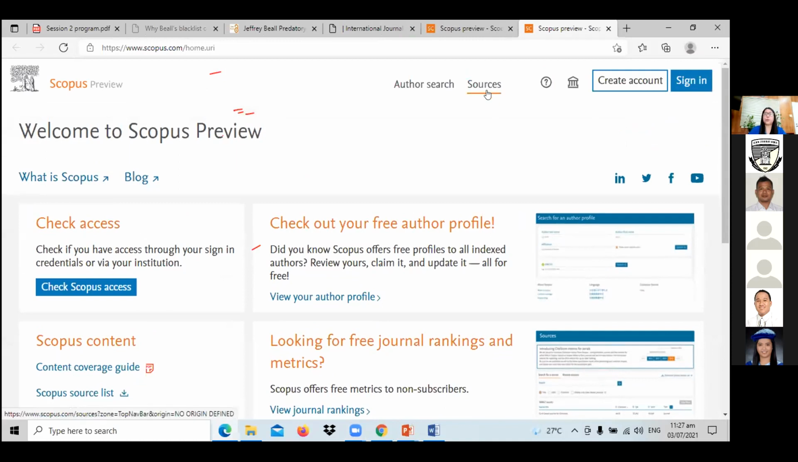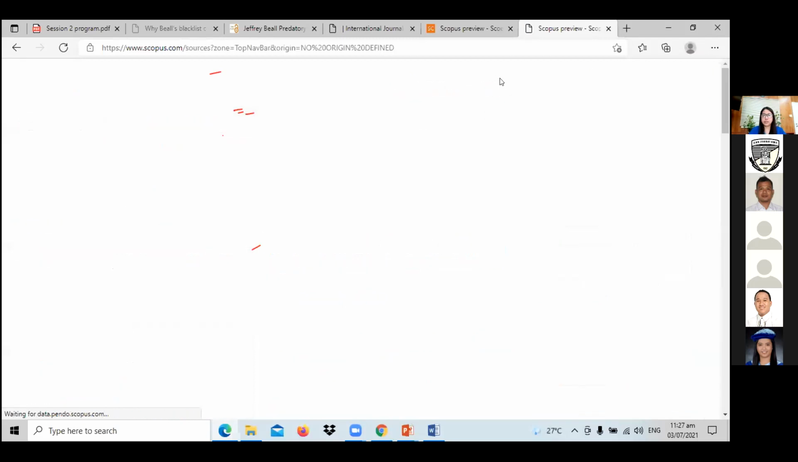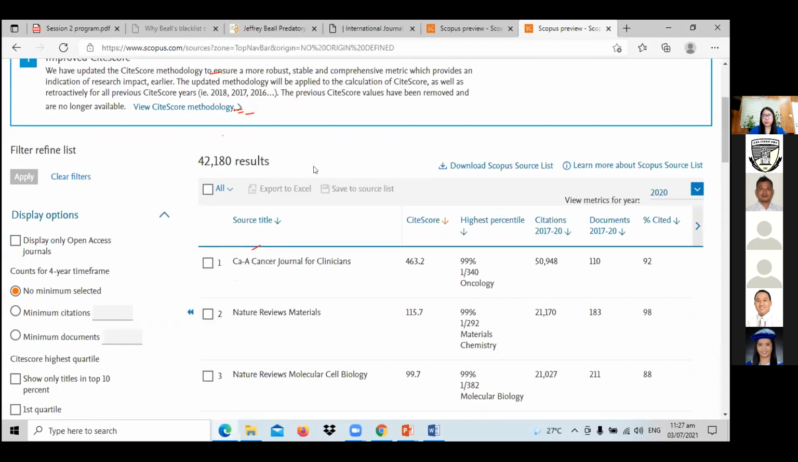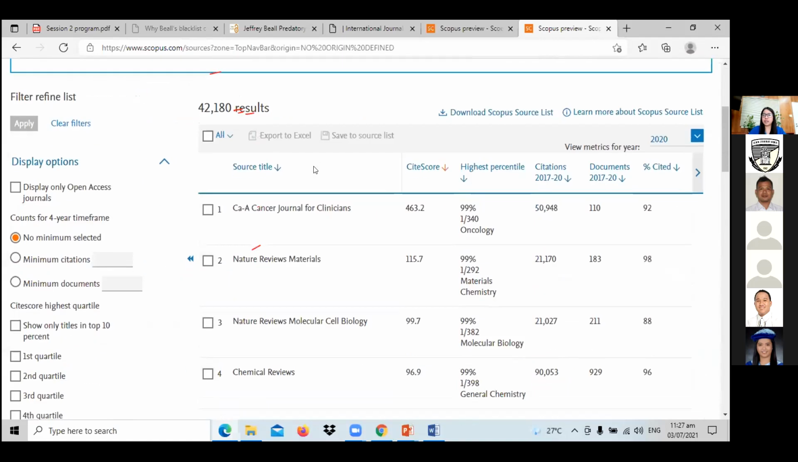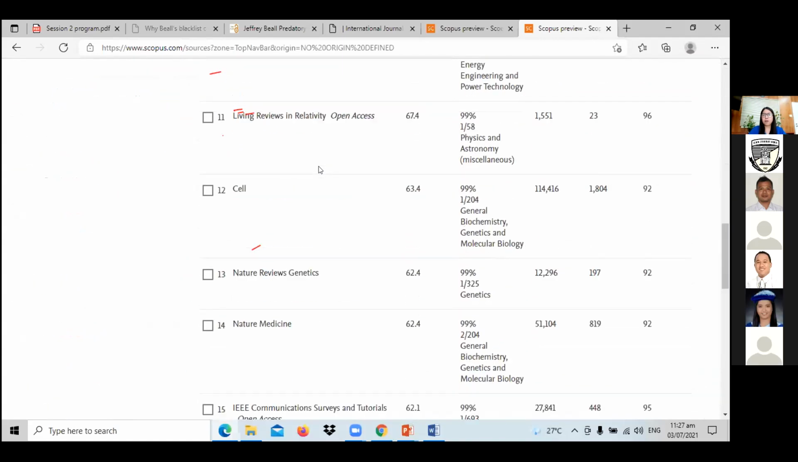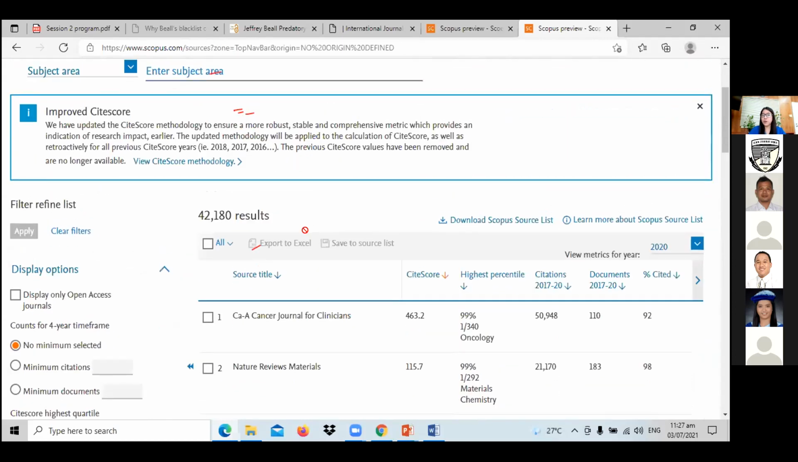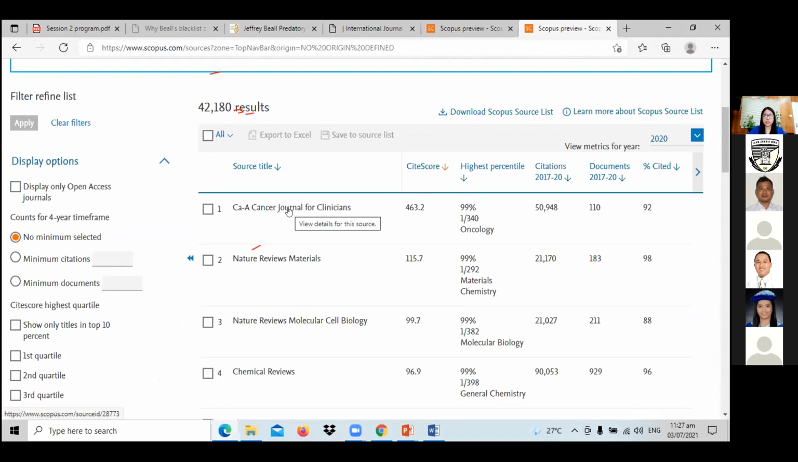If you know the author, you can search by author, or you can also search by source. So I'll click sources, and if you consider all of the sources, or all of the journals here, we actually have 42,180. Of course, that is regardless of the subject area. This is the whole number of journals in Scopus.